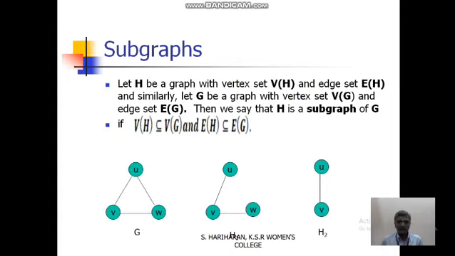Next one, subgraph. Let H be a graph with vertex set V of H and edges E of H, and similarly let G be a graph with vertex set V of G and edges E of G. Then we say that H is a subgraph of G if V of H is a subset of V of G and E of H is a subset of E of G. And these are the following examples of subgraph: G, H1 and H2.